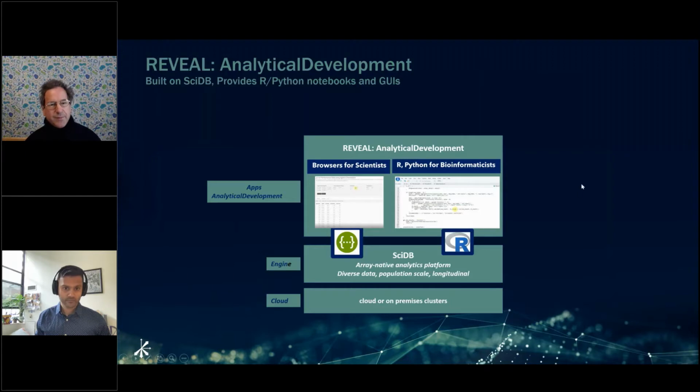So the basic concept that we have is this idea that on the top layer you have the interfaces for data scientists, R and Python, and browsers for scientists that just want to browse data, connecting through APIs, either REST APIs or R API into SciDB, which then sits on some hardware, either in the cloud or on premises. And we have a whole suite of these. We're very prominent in the omics space, so UK Biobank and those types of data sets.